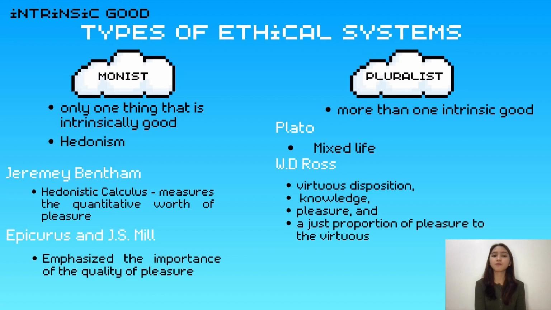In order to make up the good, Plato presented his belief of a mixed life, which is a balance of proportion, beauty, intelligence, wisdom, science, pure pleasure of the soul, and etc. W.D. Ross believes that virtuous disposition, knowledge, pleasure, and a just proportion of pleasure to the virtues are the only four things that are intrinsically good.